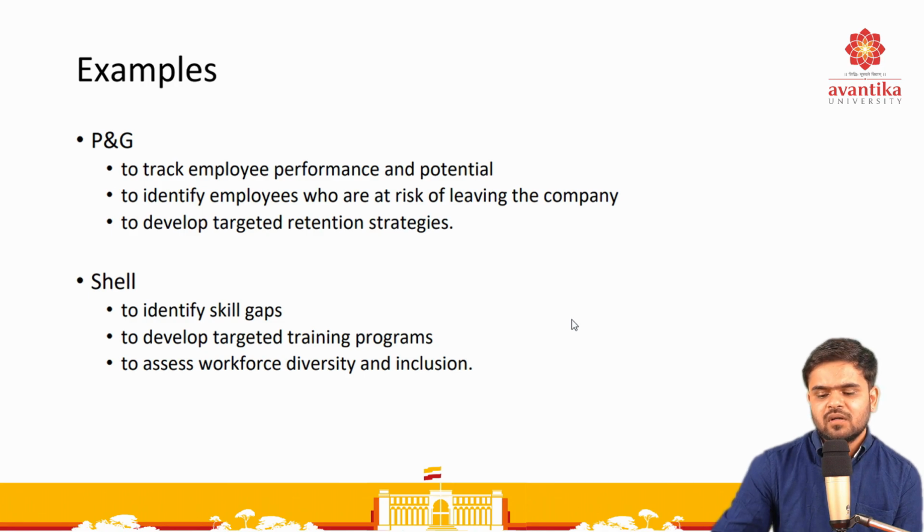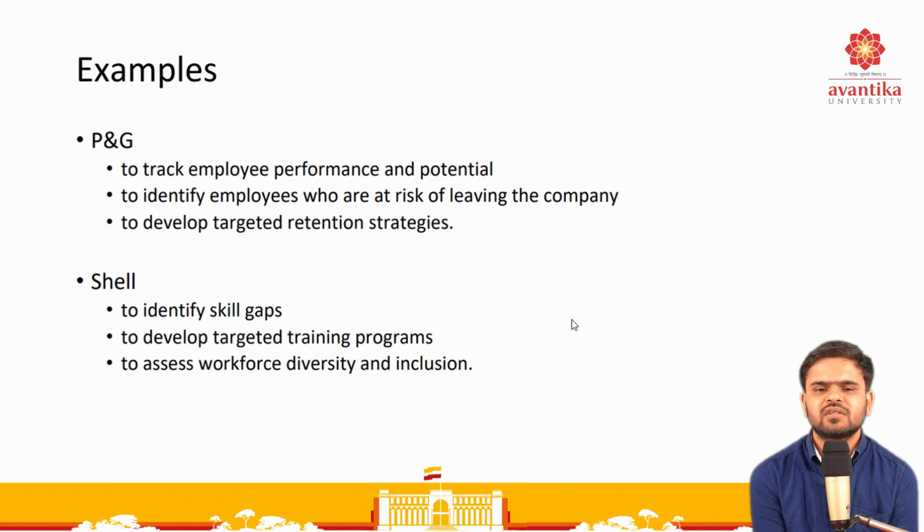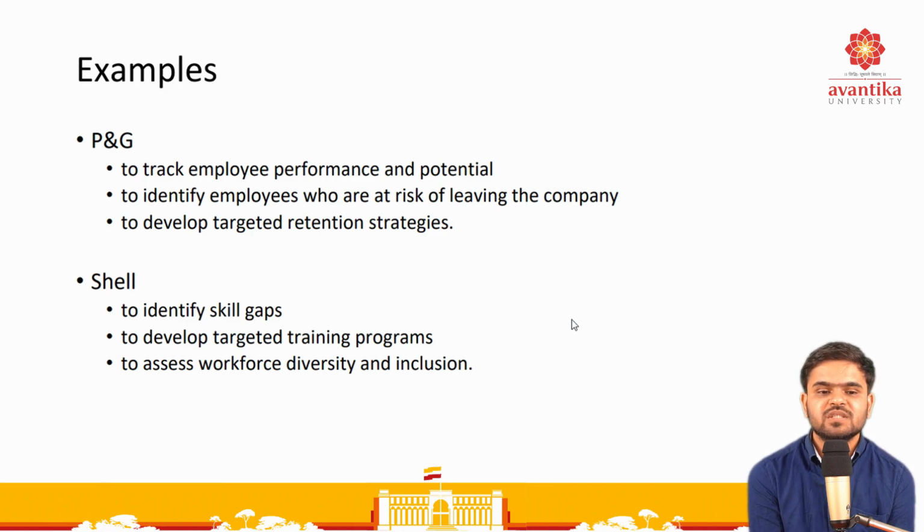Now, I will be focusing on two major companies, or use cases rather, that we can understand. They have already adopted this technique of attrition or turnover analytics way back, and they are working on these measures immensely. Number 1 is Procter & Gamble, that is P&G. It's a very well-known FMCG brand that tracks employee performance and potential to identify employees who are at risk of leaving the company, and to develop targeted retention strategies. By using these techniques and technologies, they have been successful so far.